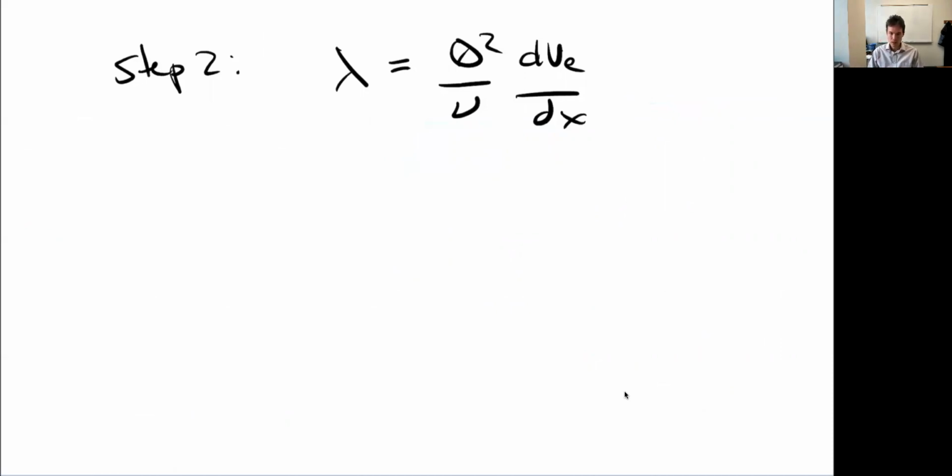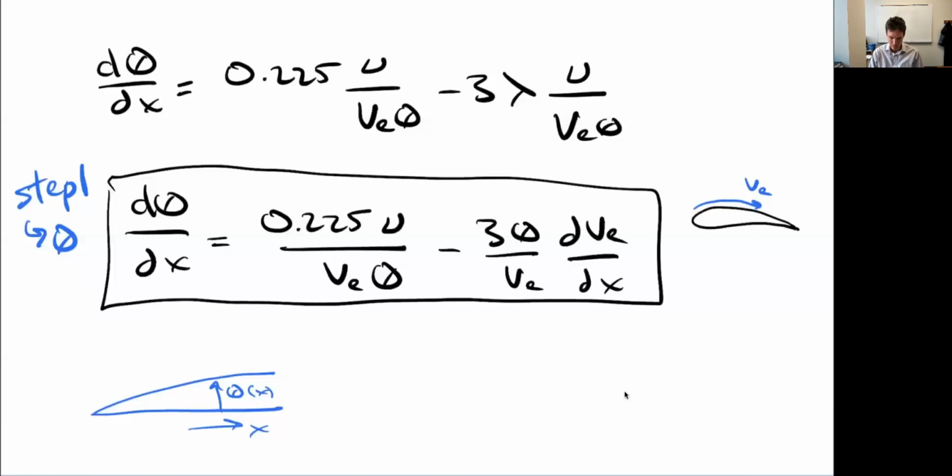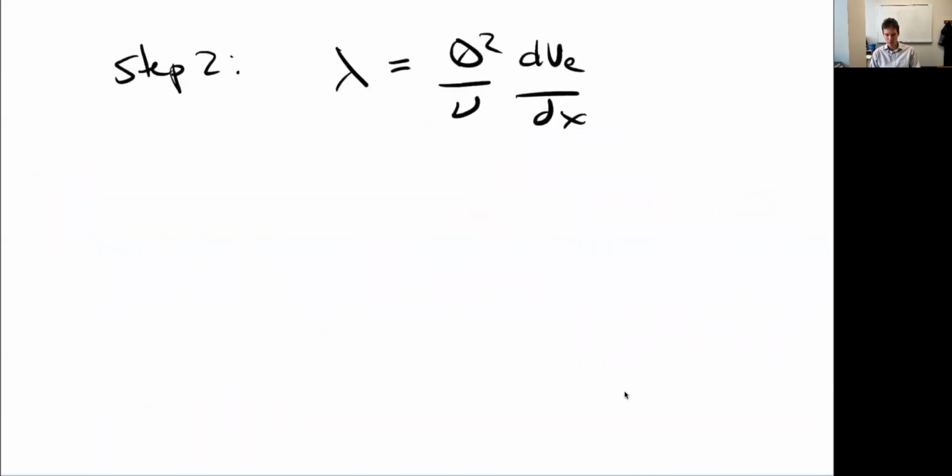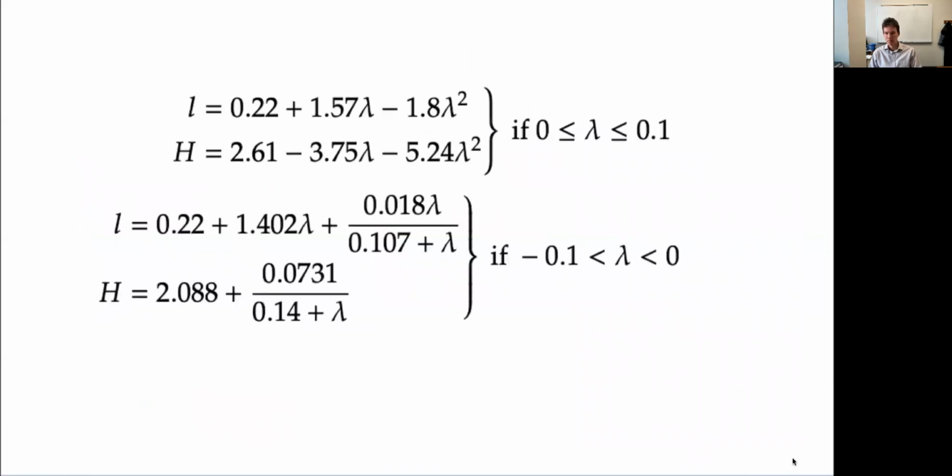All right, so step 3. Now that we have lambda, recall that we determined from this fit that, since this whole thing just depends on lambda, both L and H must also just be functions of lambda. That's not something we can derive because, again, this came empirically. So these are other empirical fits. Here is one such set of fits. I believe this is from Thwaites and Bradshaw. But these are just some piecewise fits for lambda. We can compute L and H. So this is our step 3: we get L and H.